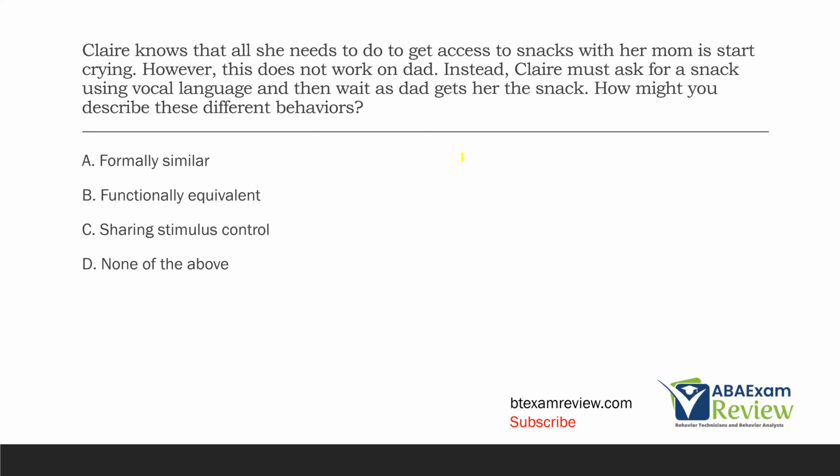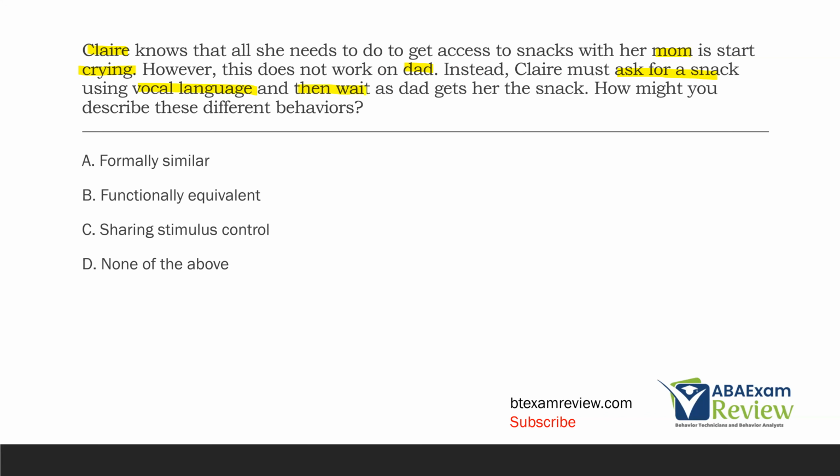Interesting and very common situation. We have a learner, Claire, and she's got 2 individuals, right? Mom and then Dad. Claire, to get access to snacks, she cries. Right? So that's the response that gains access to snacks in the presence of mom. Mom is an SD for crying because mom was going to give her snacks. With dad, though, Claire has to ask for a snack using vocal language and then wait.